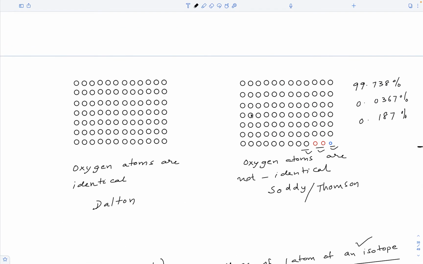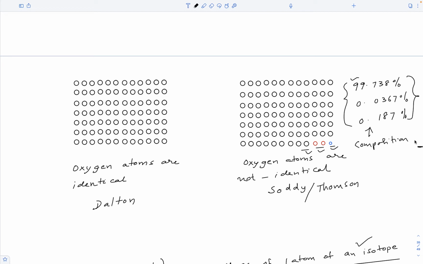You take a sample of any element from natural sources. It is always a mixture of all its naturally occurring isotopes. You will not find a pure sample of a single isotope anywhere in nature. And the share of each isotope is called its isotopic abundance. And all the isotopic abundances of an element put together is known as its isotopic composition.